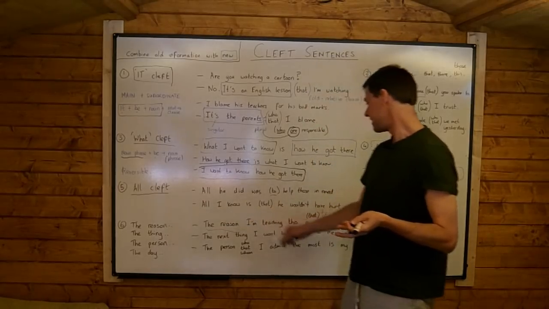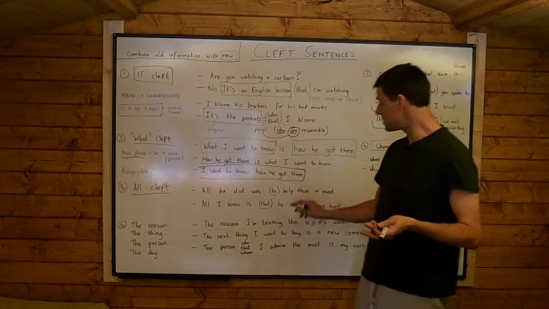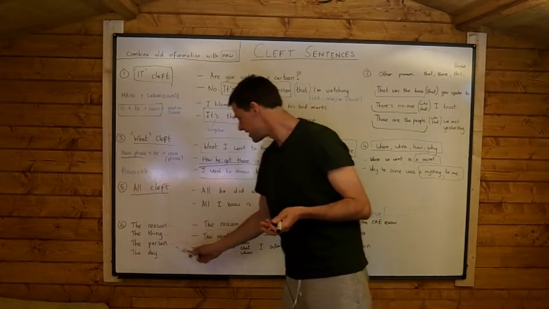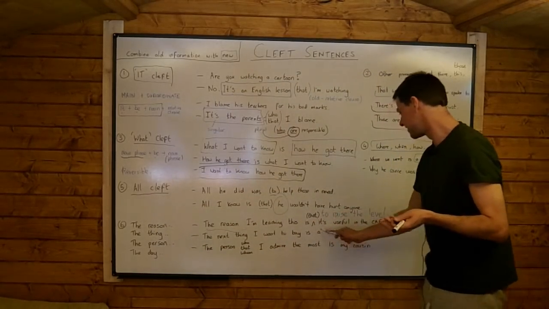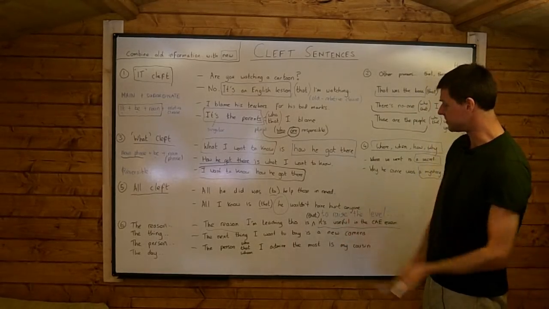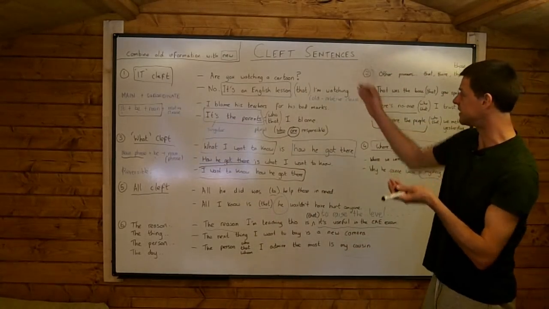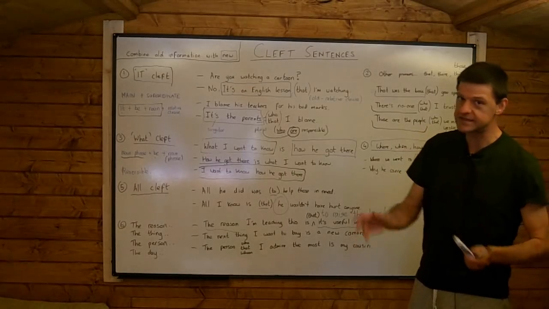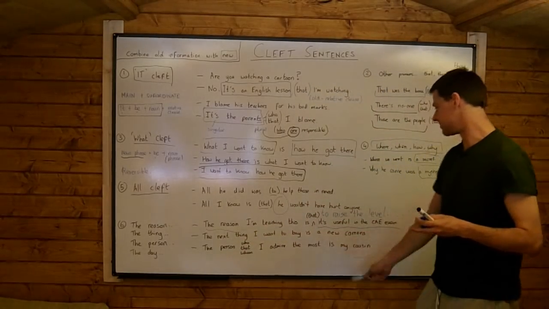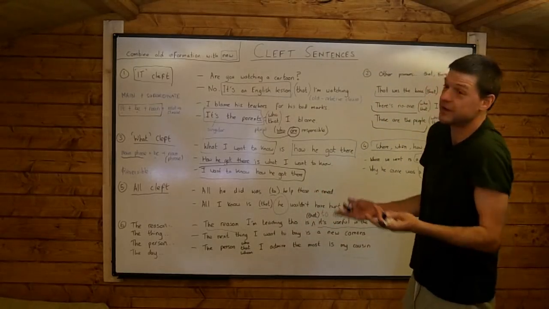Okay, all I know is he wouldn't have hurt anyone, or is that he wouldn't have hurt anyone, but you can get rid of it because we've got a subject again, he. Okay, the last cleft sentences. The reason I'm teaching this is it's useful in the CAE exam. Yeah, and it is. Quite often they have missing words, and quite often it's a what or an it, because you can see it's a cleft sentence. And so if you can identify cleft sentences, that will help you. Next one, the next thing I want to buy is a new camera. Maybe I'll buy a new camera, we'll see, but that just seemed like a good example.